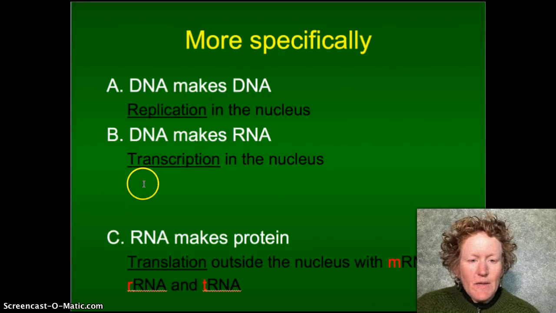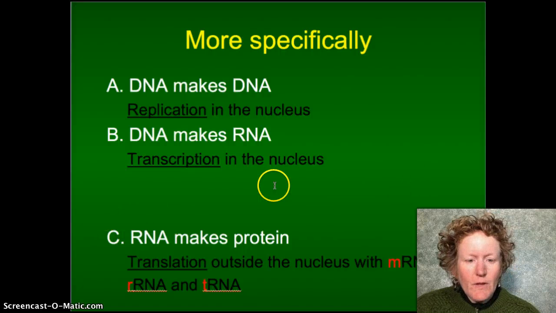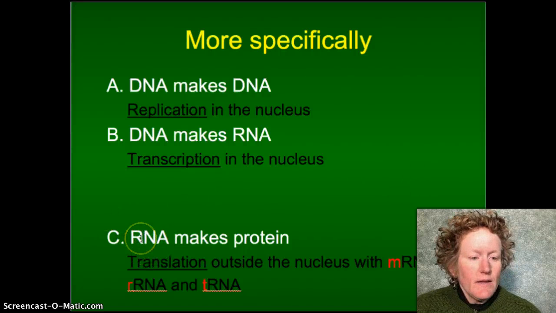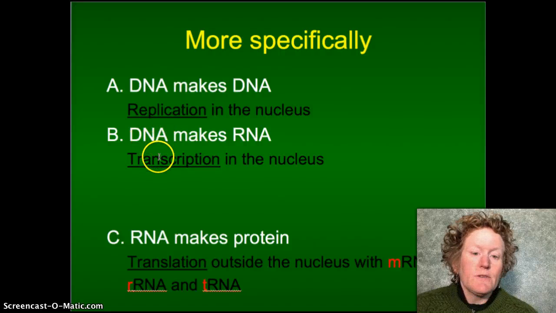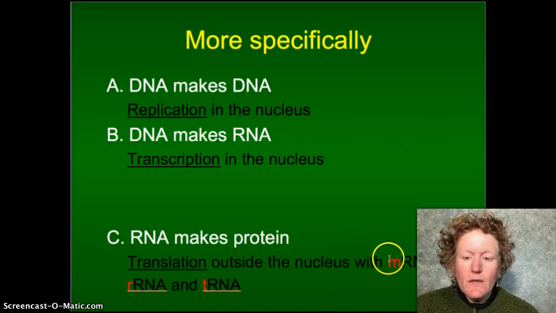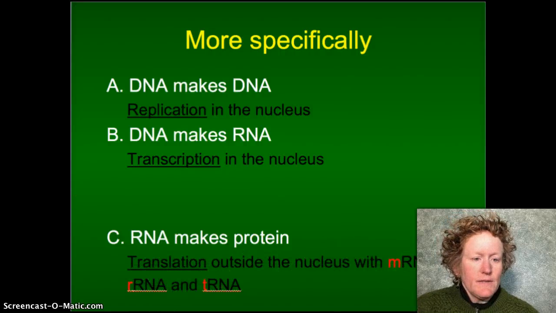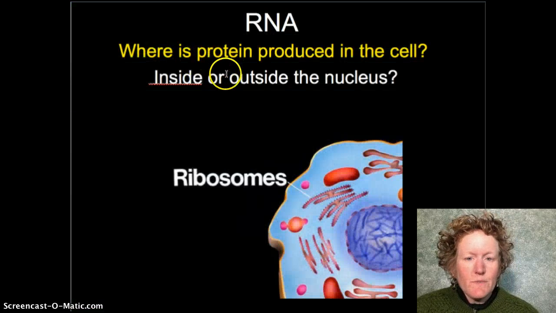And I put a big space here because you can mentally kind of draw in the nuclear envelope because this process takes place outside the nucleus. It's different than replication for making a new cell, or DNA to RNA transcribing a single gene. RNA makes protein outside the nucleus, so translation happens outside the nucleus using mRNA, rRNA, and tRNA. Protein, of course, is produced outside the nucleus in the ribosomes.